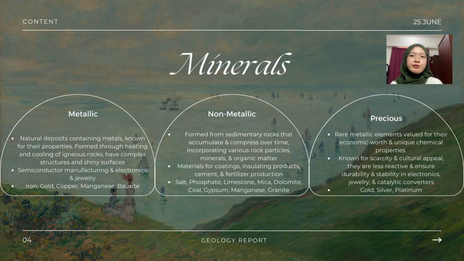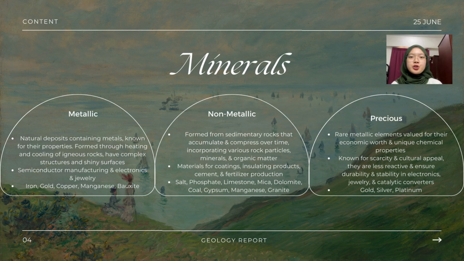Rocks are naturally formed solid masses that make up the Earth's crust and mantle. They consist of minerals or mineral-like substances and occur in various shapes and locations on Earth and other celestial bodies. There are three types of rock based on their formation.